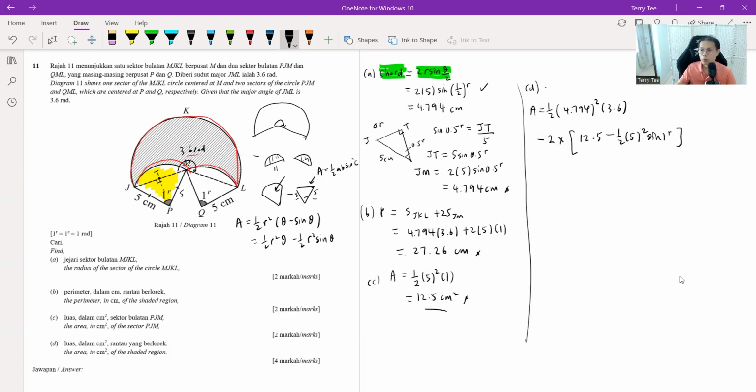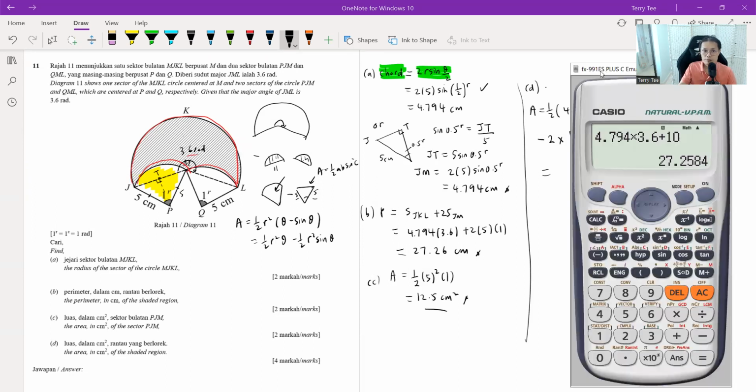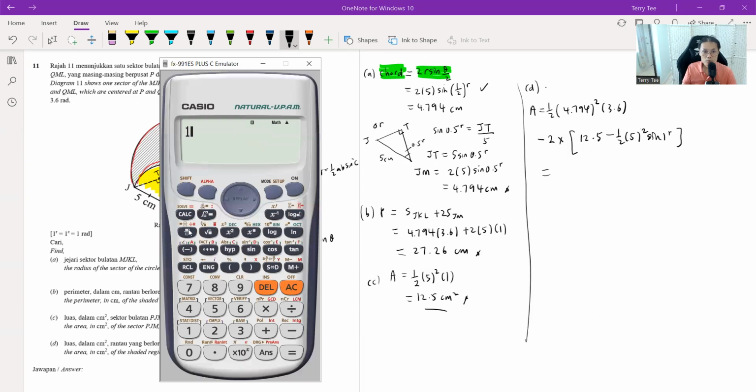Theta is now 1 radian, so I do one shot. Remember, the calculator must be in radian mode. So let's do one shot. Half r squared is 4.794. I square it. My theta is 3.6 minus 2 times, I put a bracket here, 12.5 minus half, your radius is 5, sine 1 radian. Okay, right.